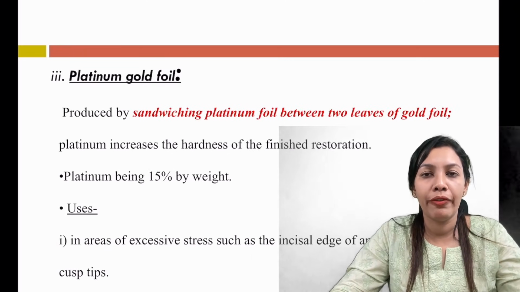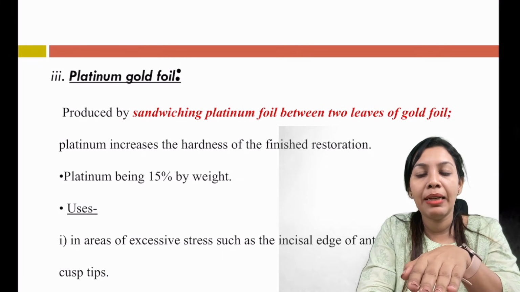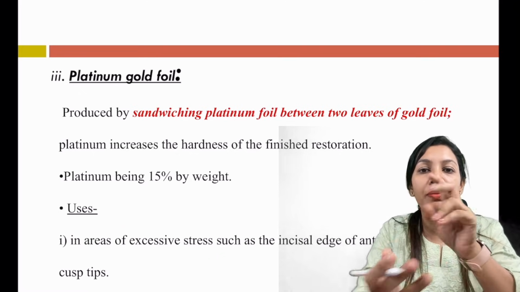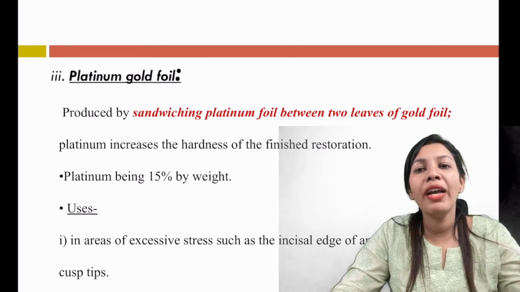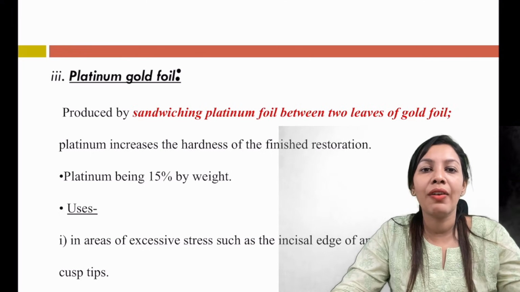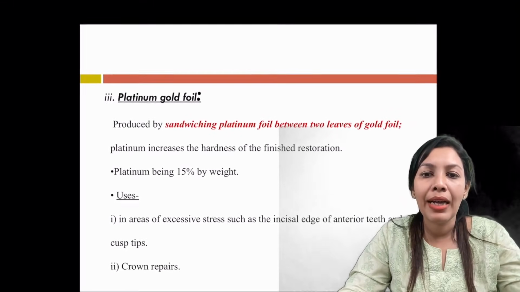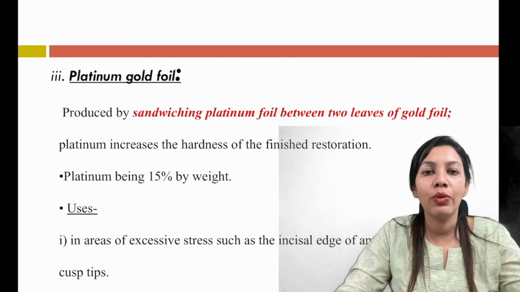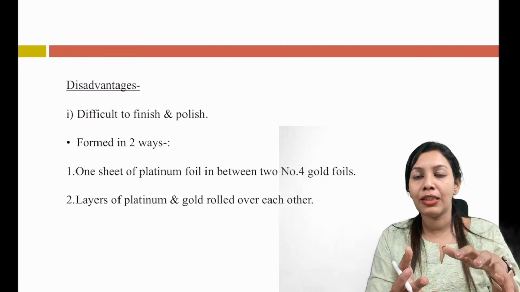Next is platinum gold foil. Platinum gold foil is where we place platinum in between two gold foils, so the platinum is sandwiched between two gold foils. The percentage of platinum is 15%. Why do we add platinum? Platinum increases the hardness of the restorative material. That is why platinum is added to the gold foil. So these are used in ground repairs and also in areas where extensive stresses are imparted. There we use this platinized gold foil. So that was the next classification of gold foils.